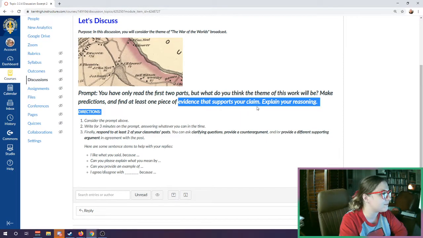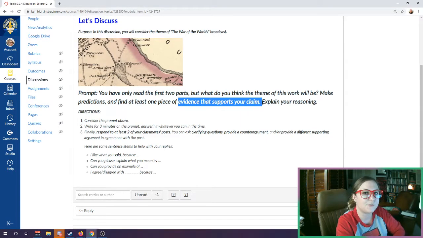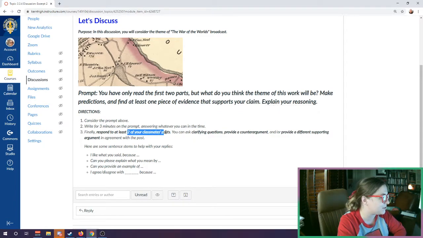Remember, when I'm asking for evidence, I'm looking for quotes. I'm looking for examples from the broadcast. I'm looking for something that happened in the story that supports your position. Make sure that you explain your reasoning, and also make sure that you respond to at least 2 of your classmates' posts.